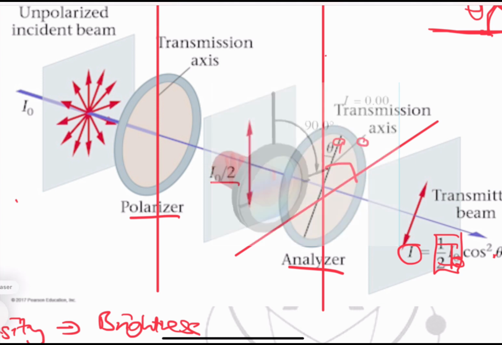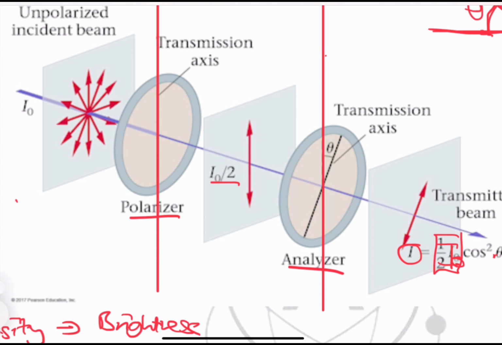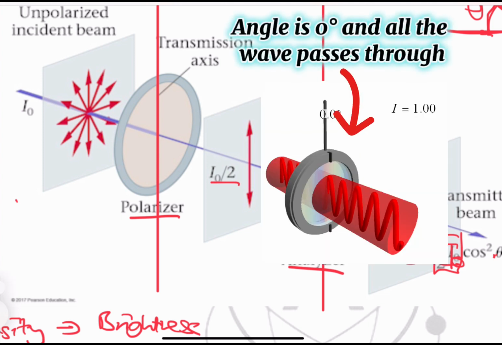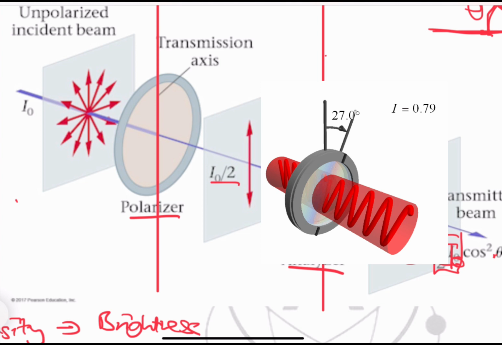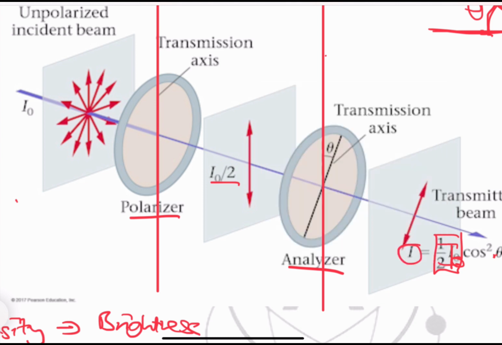What does it mean to say that theta is 0? It means that the transmission axis is the transmission axis of the analyzer itself. So the angle is 0. All the wave passes through, so you get the maximum light that you can get through. If you remember my water analogy, there's a point where the tap opens and all the water comes through. That is the same as having an angle of 0. All the light comes through.